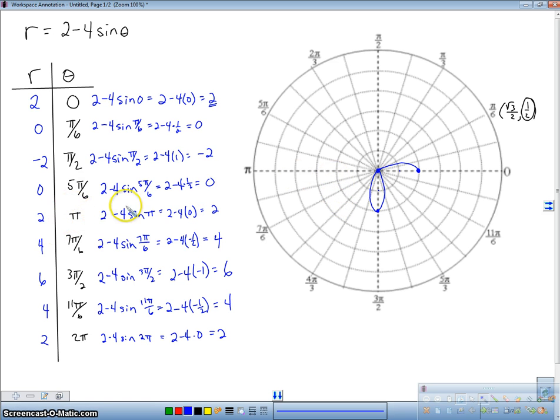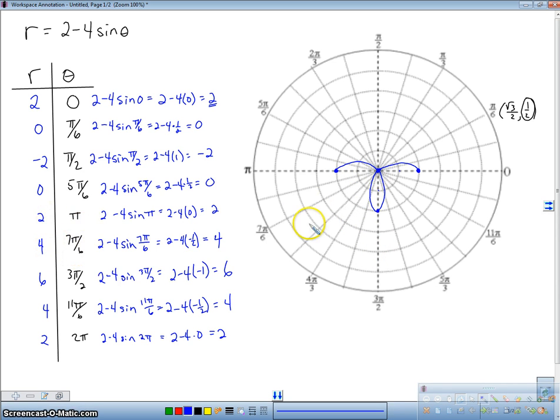Now we have an angle of pi. It's right here. We're going to go out 2 radius. So that's there. Well, that's not very symmetric, but it's okay. Let's see if I can do a little better job here. There we go. Okay, and then where are we going next?